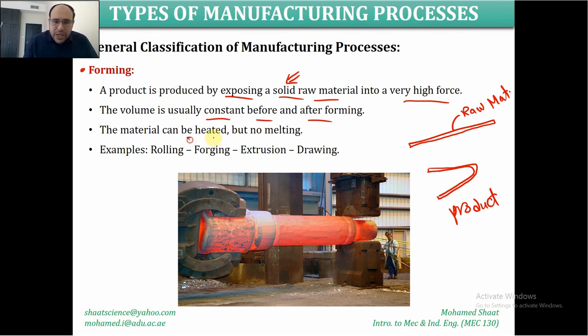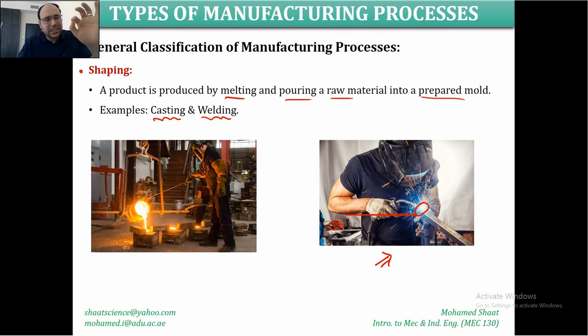Examples: the material can be heated in some cases, but there is no melting for the material. But if the material is going to melt, and then we are going to pour the material into a mold, this will be counted as a shaping process, like casting or welding.